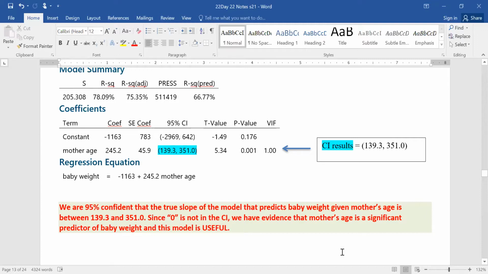Any questions on that part so far? So I did the full test and I did the CI. They're both showing that the model is useful.